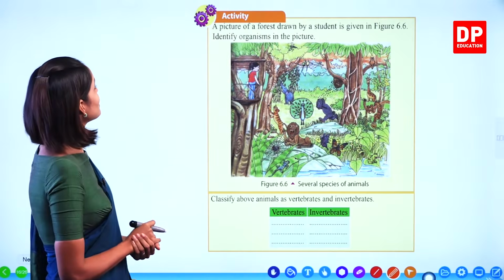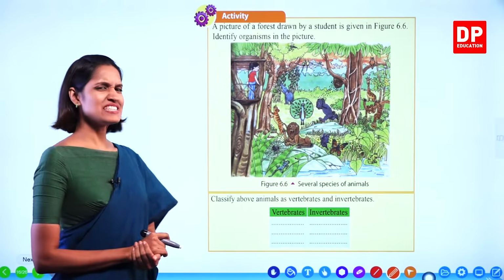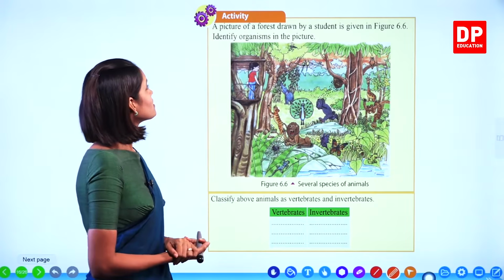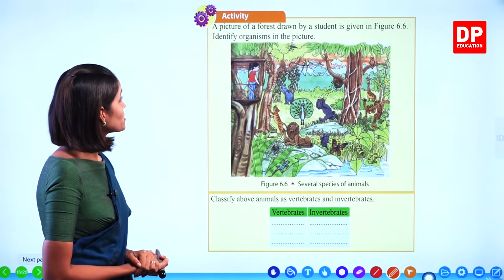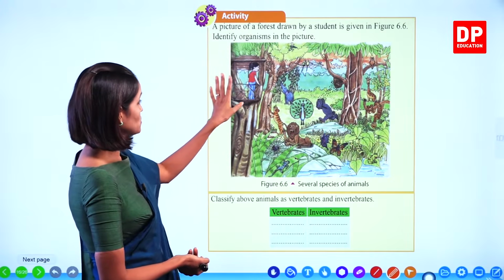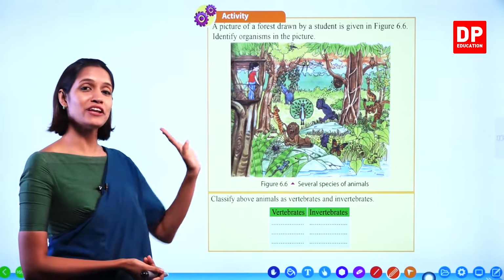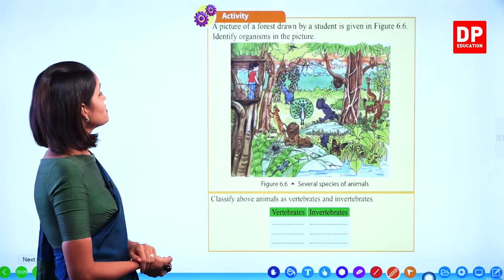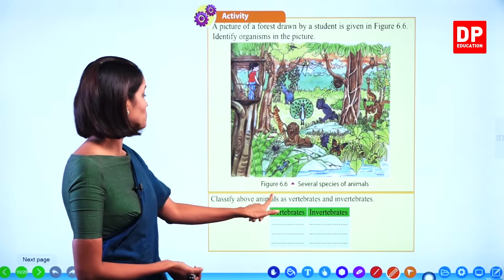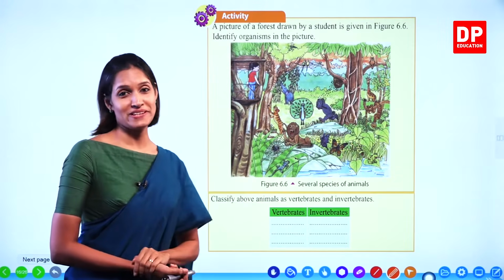Right, we have another activity to do. This is a very interesting activity, children. Look at this picture. The picture of a forest drawn by a student is given. Identify organisms in the picture. You can see there are a number of animals in this picture. So you have to identify them first and then classify the animals as vertebrates and invertebrates.